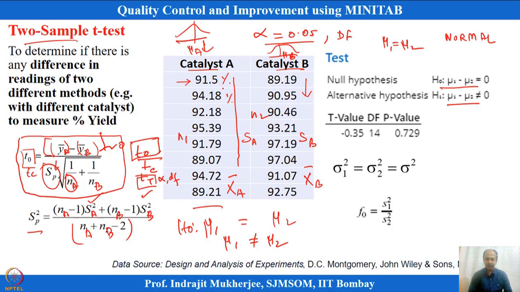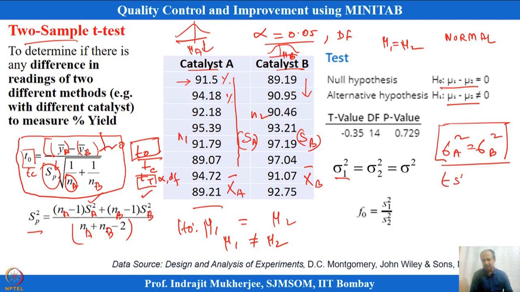And then the third check that is required is whether the variance is the same. The SA that we have calculated over here, can we estimate whether the variance of A is the same as the variance of B? This will dictate what type of T statistic we will use, and in case they are the same, one T statistic will be used.